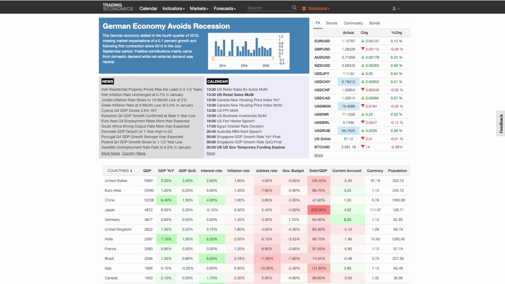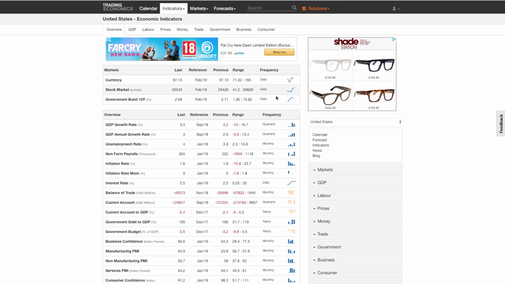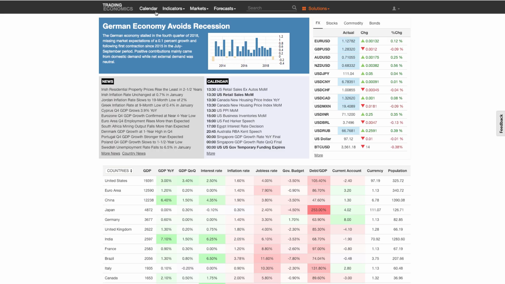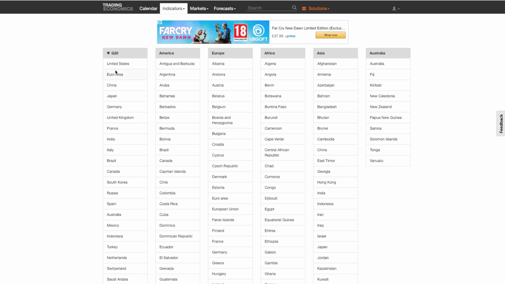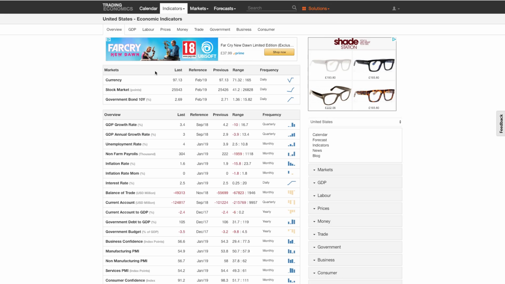So, as an example, let's look at the dollar. We go to Trading Economics. It's a great site, tradingeconomics.com. Go to indicators, you go to countries. It'll take you to this screen, and on the left hand side, you have the major economies. You go to the United States, and it will give you an overview.